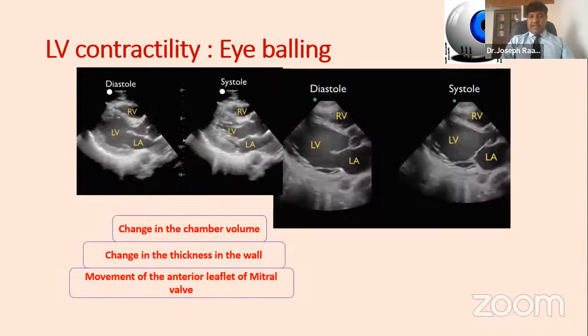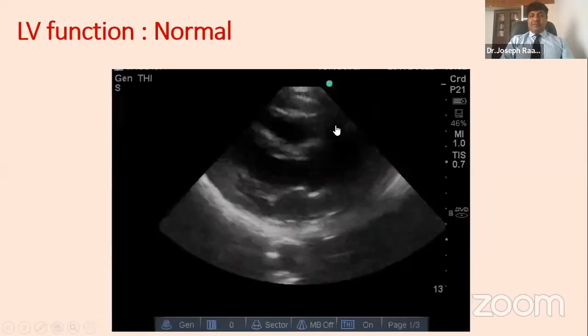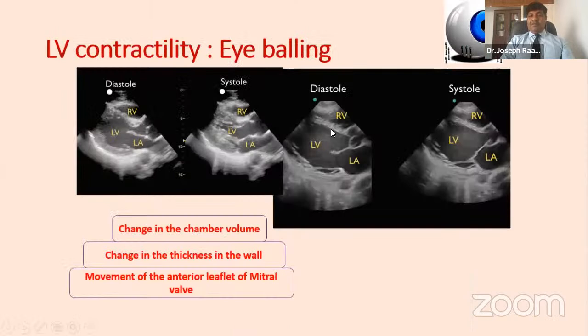So I'll just put you on another image. By applying the same principle, look at the chamber volume difference between systole and diastole. Hardly is there any difference. Even in systole, it is the same. And what happens to the thickness change? There's hardly any change in the thickness, and the anterior leaflet hardly crosses the midway.